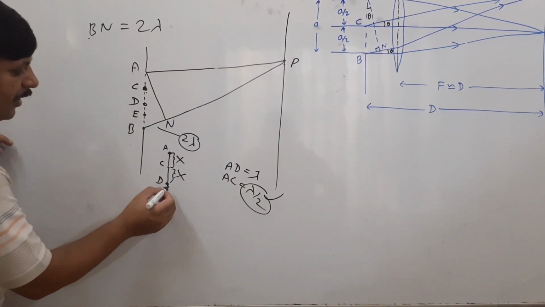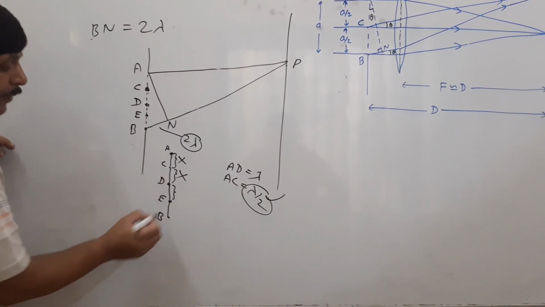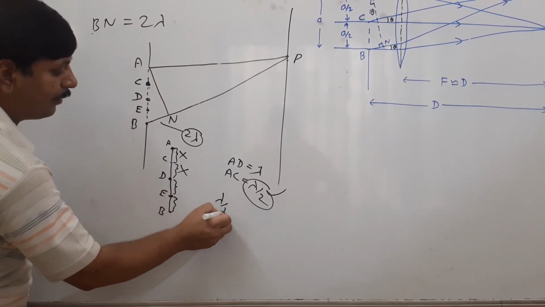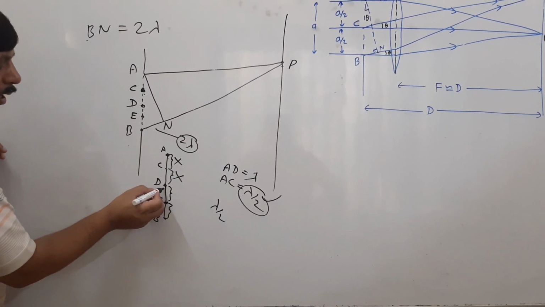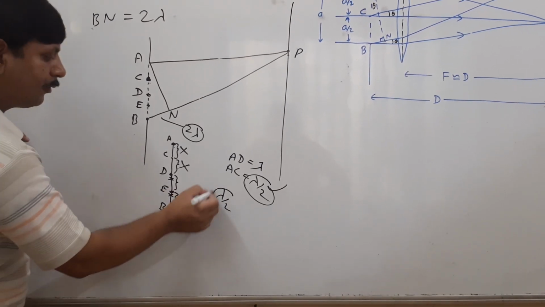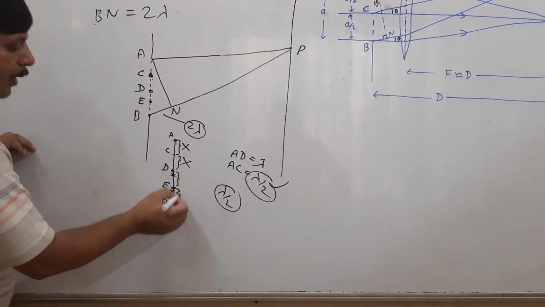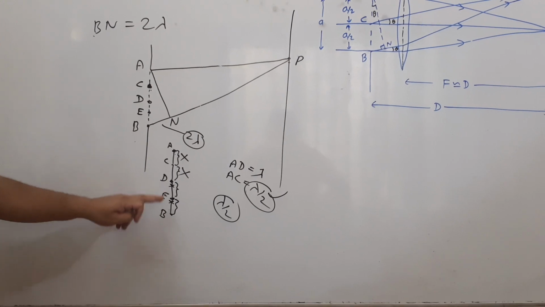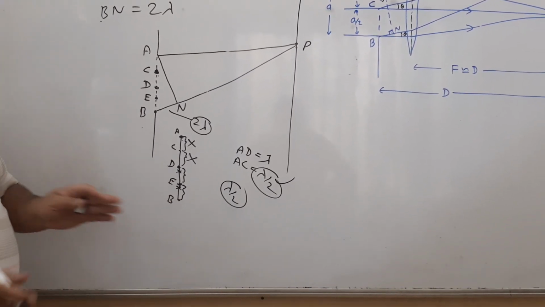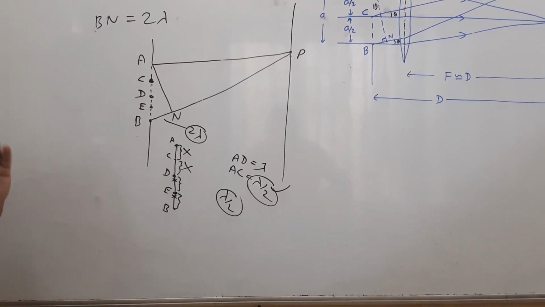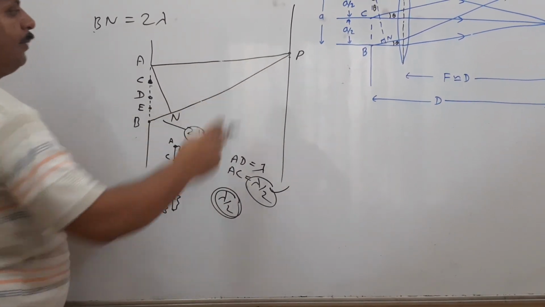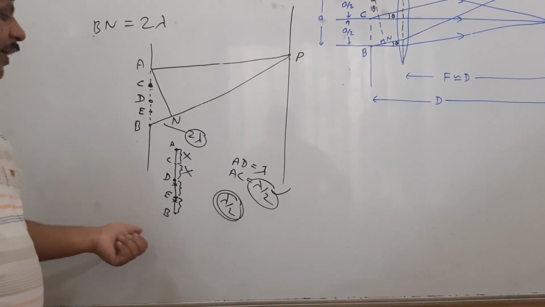Similarly, we can see if we take D and the corresponding part of EB. D and E have a path difference of lambda by 2. We have taken a point just below D and a point just below E. They also have a path difference of lambda by 2. What happened? The corresponding parts of D and EB have a path difference of lambda by 2. They will cancel each other, and point P will be the position of secondary minima.